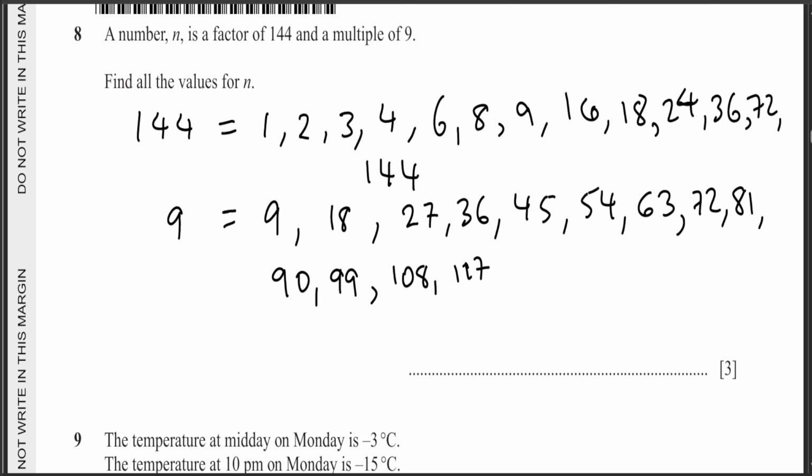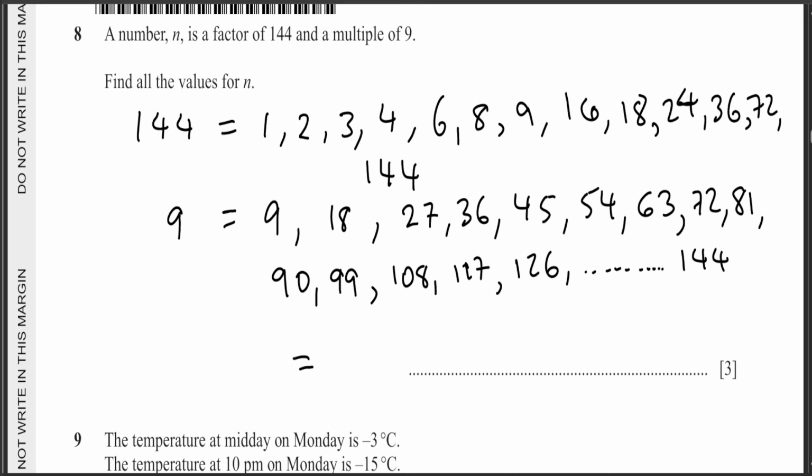We have 126. And then 135, but those are not important for now. What is important, you get a lot of multiples till you reach 144. Now the answers should be a factor of 144 and also a multiple of 9. So it should appear on both sides.